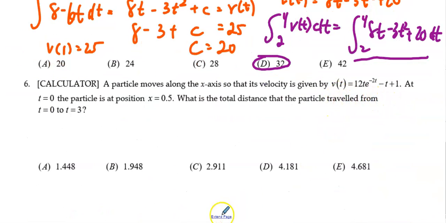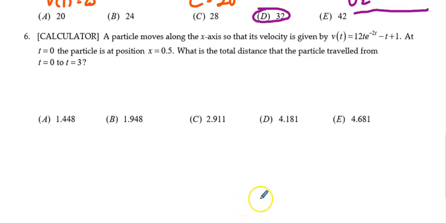The particle moves along the x-axis, so the velocity is given by our function here. At time equals 0, the particle is at position 0.5. So that's our initial position. That says that s of 0 is equal to 0.5. But again, ladies and gentlemen, this is where we're starting, 0.5. But what's the total distance the particle travels from 0 to 3?